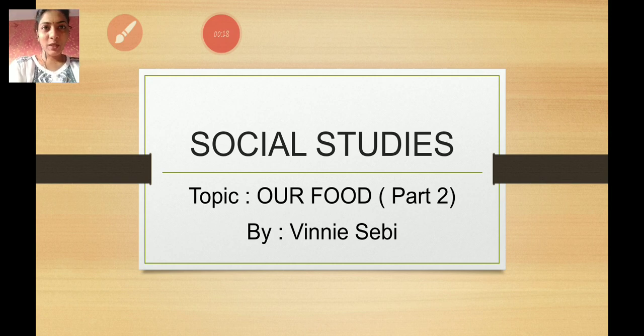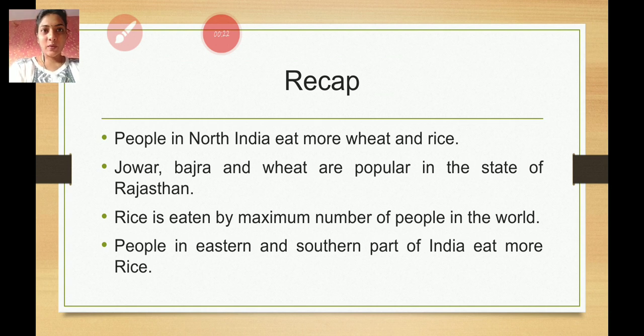Before starting with the chapter, let us take a small recap. Read the first point. People in North India eat more wheat and rice. Do you remember, children? I told you that wheat and rice are grown in the northern part of India, in the northern plains, where there is flat land and the land is very fertile. The second point, jowar, bajra, and wheat are popular in the state of Rajasthan. In the desert state of Rajasthan, jowar, bajra, and wheat are very popular.